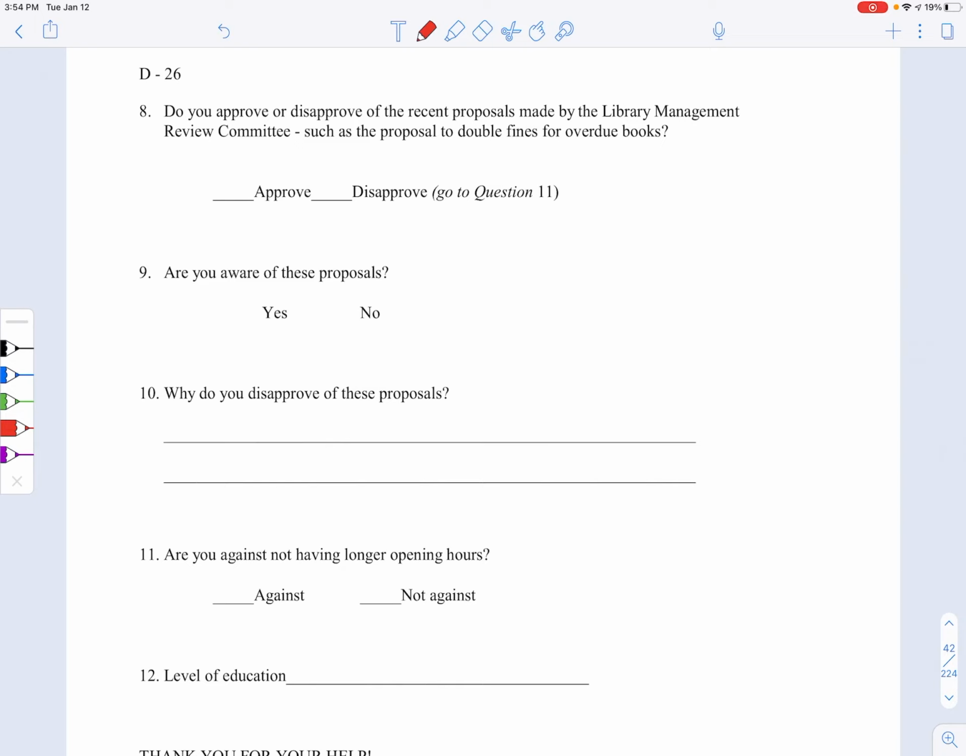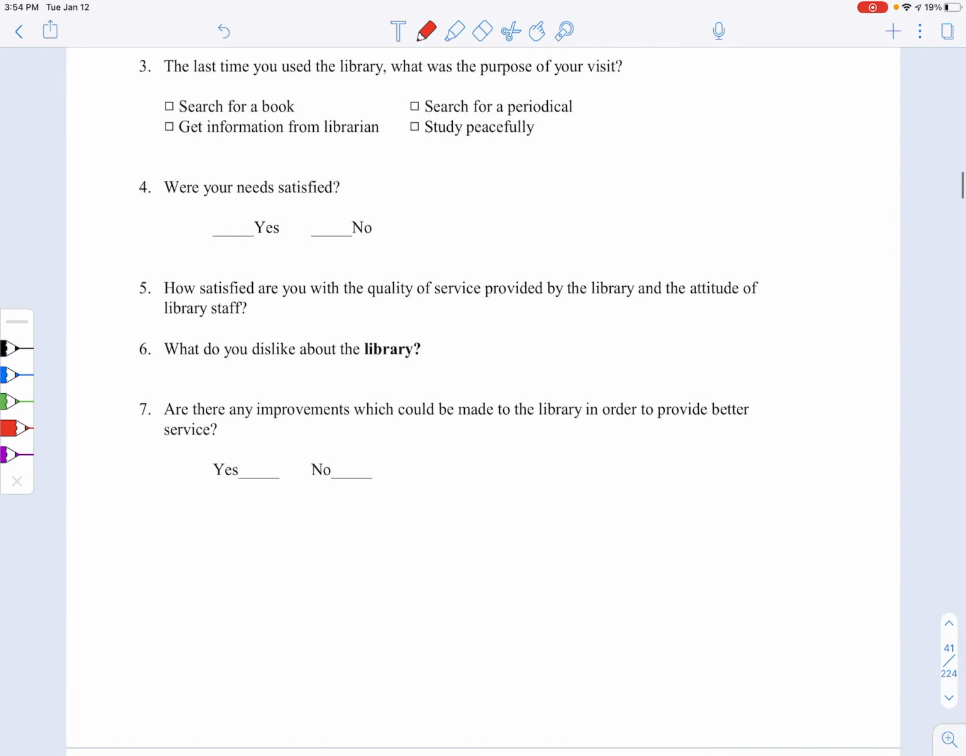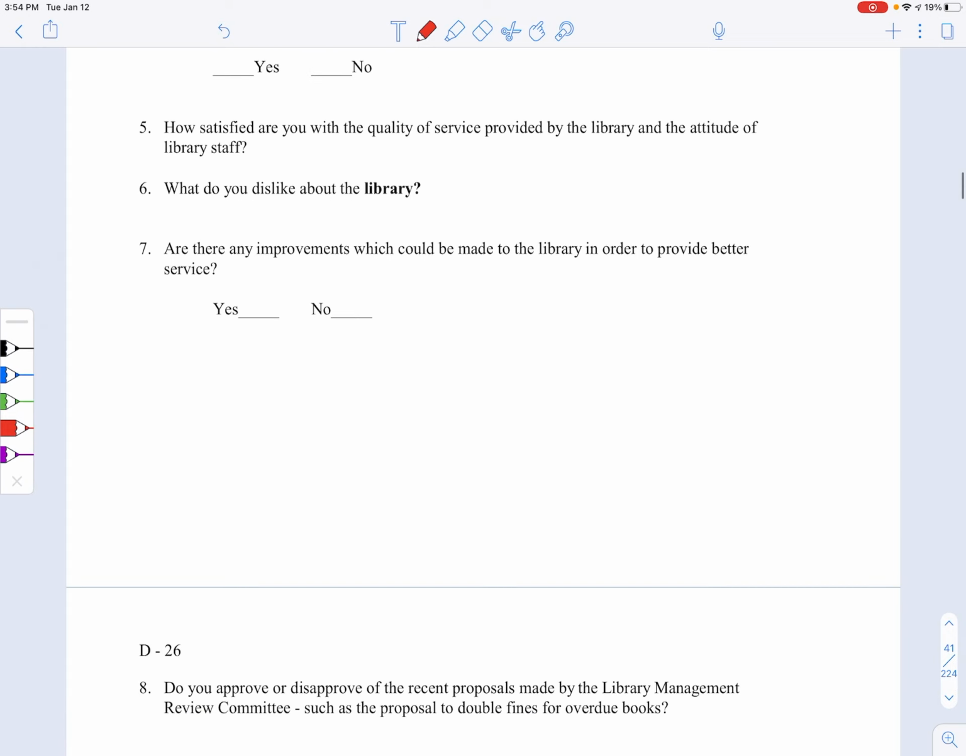Number 10 says a loaded question. Let's see, page 25, number 6 here. What do you dislike about the library? And so we saw that before as an example that may not apply to everybody here, but this is a loaded question in that it's a subtle form of influence. It's assuming that there is something wrong with the library, planting that in your mind, and expecting that you have an answer for that.